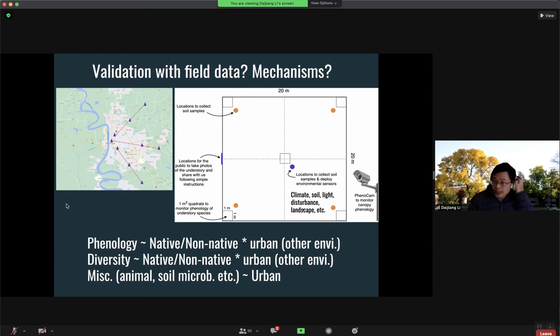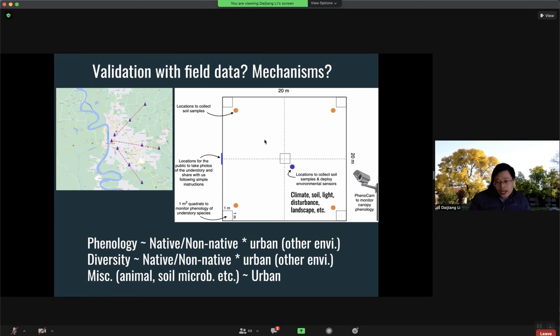So with this data, I think we can look first at whether the prediction is valid, and also what the potential drivers for this change are. With this information, for example, we can look at how the phenology of plants changes across the urban gradient. And also, if we look at the interaction between urbanization and native and non-native species, potentially we can look at whether the relationship between phenology and the urbanization gradient differs between the native and non-native species or not.